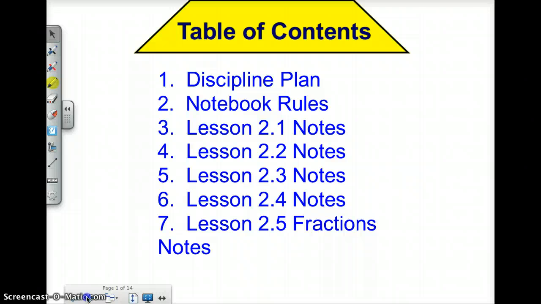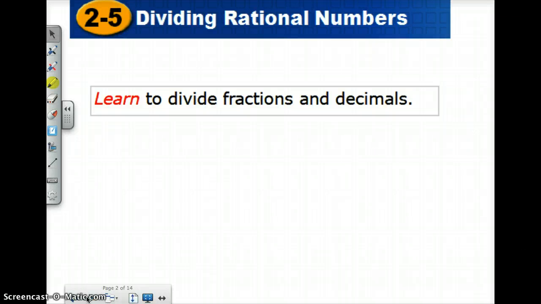Here we go. So again, today our heading is going to be dividing rational numbers, lesson 2.5, but we will only be working with fractions.